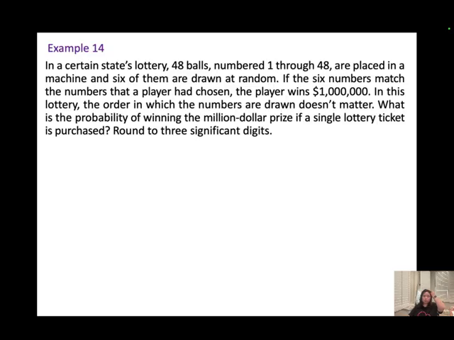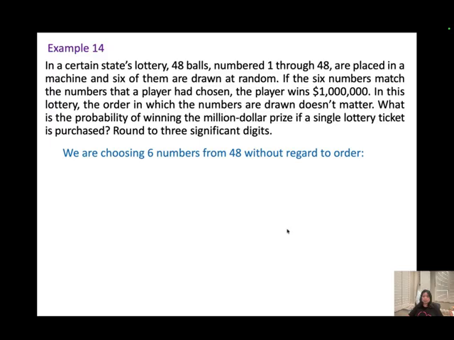Okay, example 14. In a certain state lottery, 48 balls, numbered 1 through 48, are placed in a machine, and 6 of them are drawn at random. If the 6 numbers match the numbers that a player had chosen, the player wins 1 million. In this lottery, the order in which the numbers are drawn doesn't matter. What is the probability of winning the $1 million prize if a single lottery ticket is purchased? 1 to 3 significant digits.